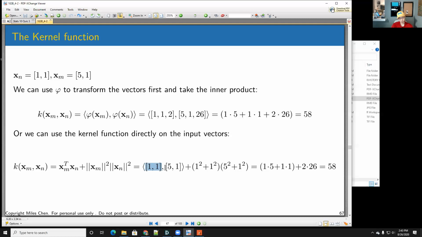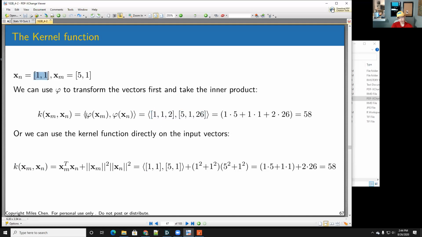If I take the inner product of 1, 1 and 5, 1, I get 1 times 5 plus 1 times 1, which is 6. Then I take this part, which is 1 squared plus 1 squared, multiplied by 5 squared plus 1 squared. So I get 2 times 26, which ends up being 52. 6 plus 52 ends up being 58. So I can apply the kernel function directly to my 2-dimensional vectors. I don't even have to worry about what these vectors look like in 3 dimensions.